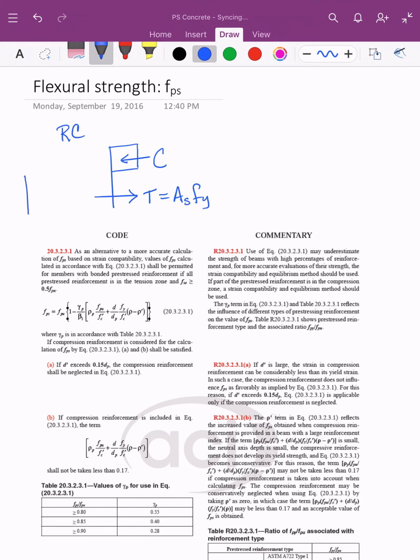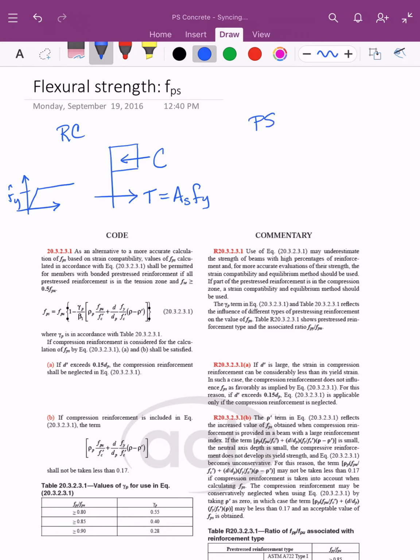The reason we got that tension component at ultimate as As times Fy is that we had an elastic, perfectly plastic steel in the rebar. So if that was 60 KSI rebar, it hit 60 and flattened off in our assumption in our elastic perfectly plastic curve, and so at ultimate it would also still be at 60. The C part is the same for reinforced concrete and pre-stressed concrete.